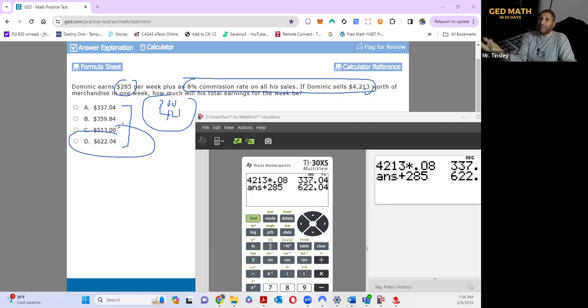But to me, I'm looking at this because what did I tell you? Identify your givens. Look at your question. I already know the multiple choice. I'm looking at those answers. I already know what it is. I could have looked at that and said it's 622.